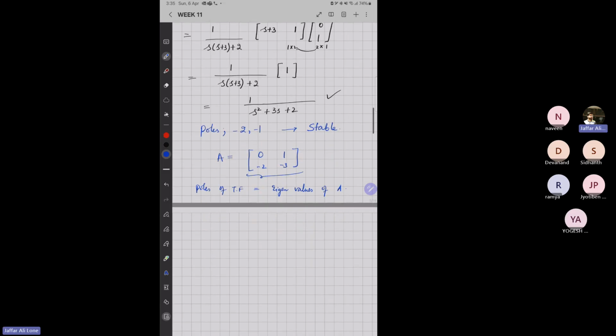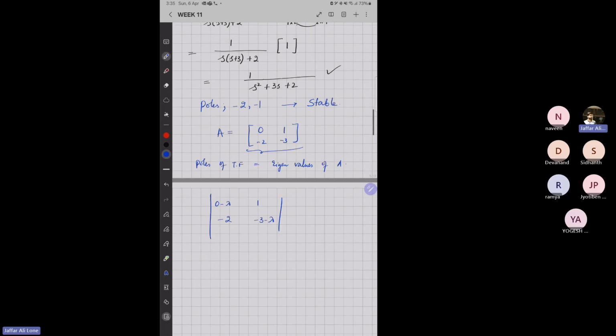So how can we find the eigenvalues of matrix A? I will write 0 minus lambda, 1, minus 2, minus 3 minus lambda. I'll find the determinant of this, so I'll find the characteristic equation. You have probably done this in your BTech first year. So this will be equal to lambda square plus 3 lambda plus 2. If you see this equation and the earlier equation, they're the same. That's why I said poles of the transfer function and eigenvalues of matrix A are the same. So you just check the eigenvalues of matrix A and you're done.